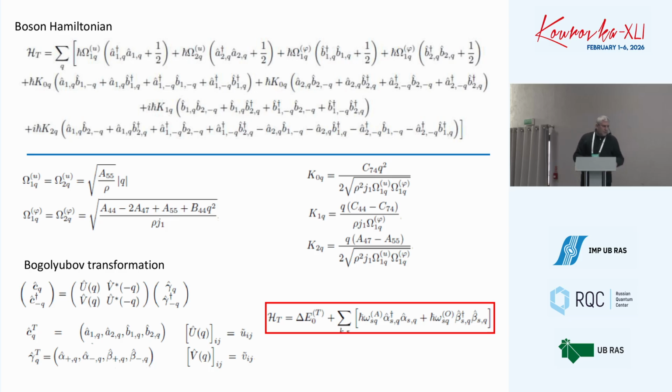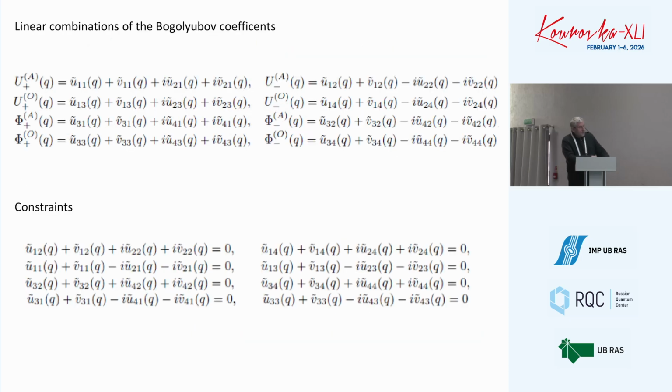Again, we have to apply a Bogoliubov transformation to diagonalize this form. It's rather routine work, but nevertheless it can be done, and we obtain the diagonal form. For our further purposes, it will be useful to introduce a linear combination of the Bogoliubov coefficients. Here, the notations are taken as follows.